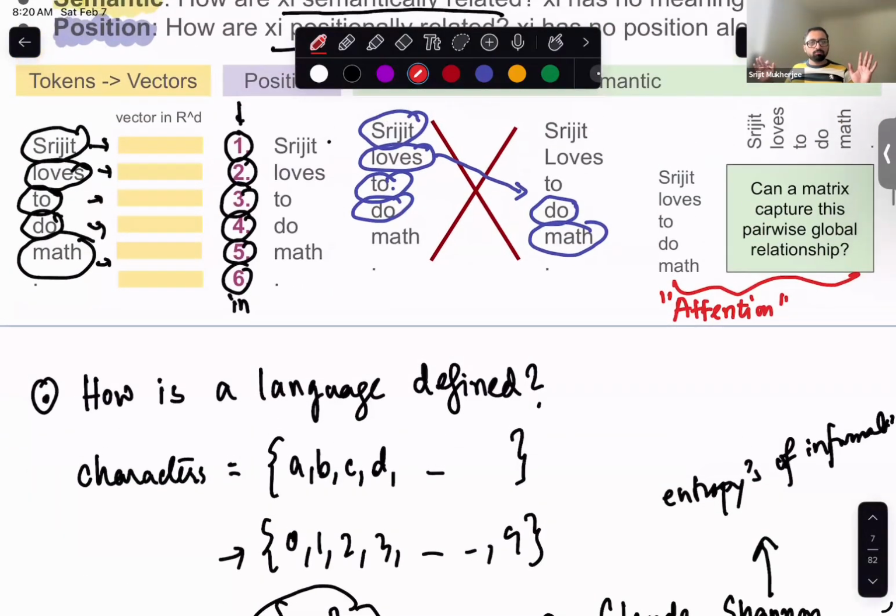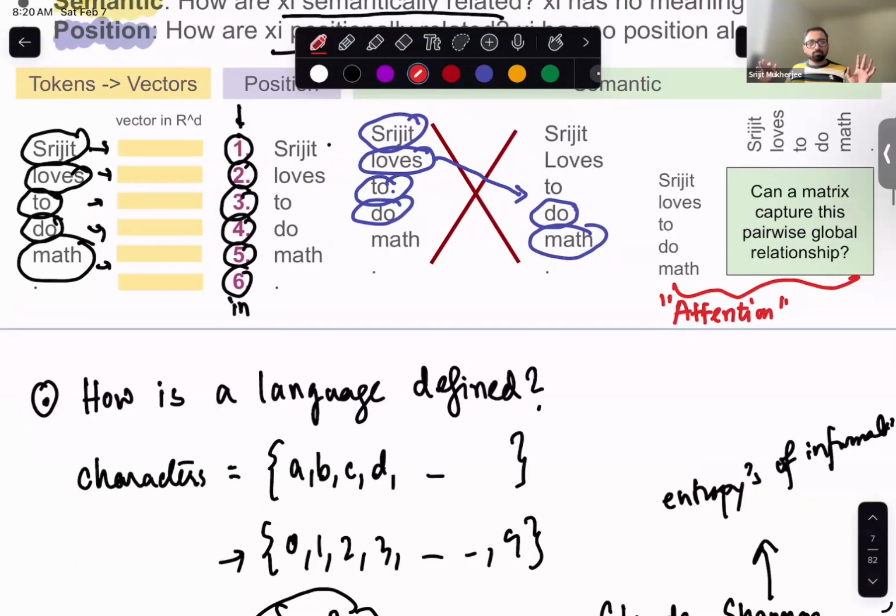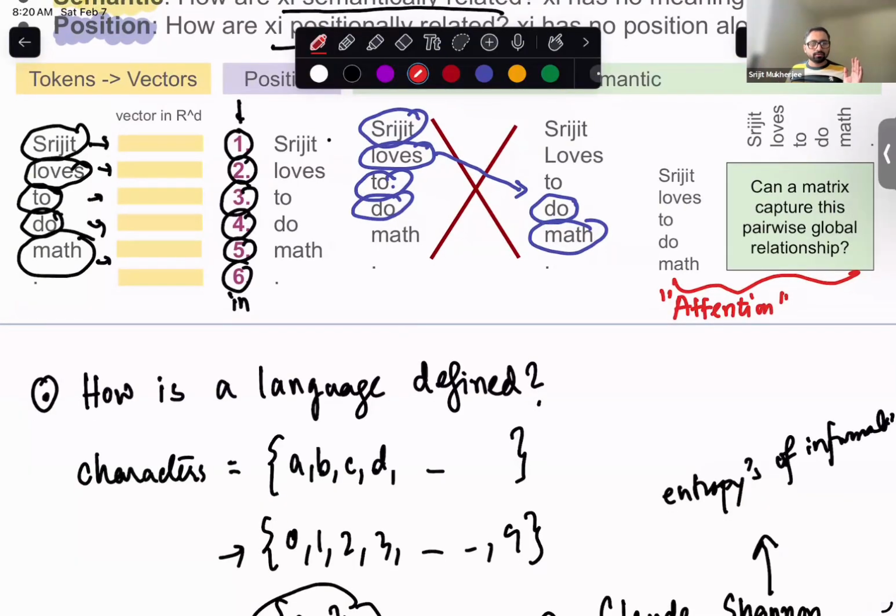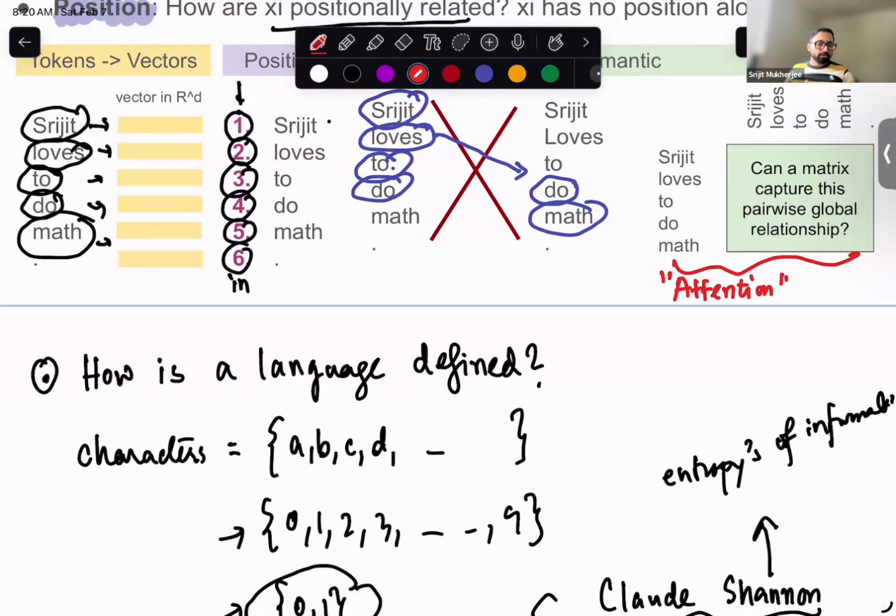Does it make sense, everyone? Any questions out there? What I'm trying to train you in is thinking in terms of position and this relation, this semantic relationship.